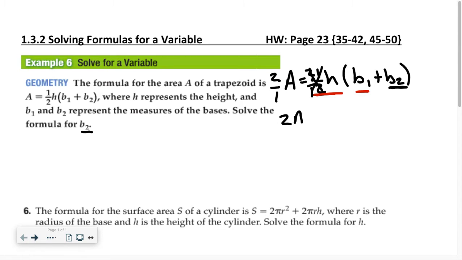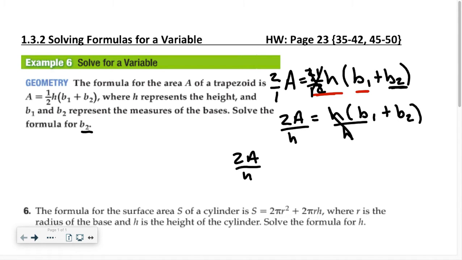So now we would have 2a equals h times the quantity b1 plus b2. As the h is multiplying by that entire quantity, we can divide the entire quantity by h. That leaves us with 2a over h equals b1 plus b2.